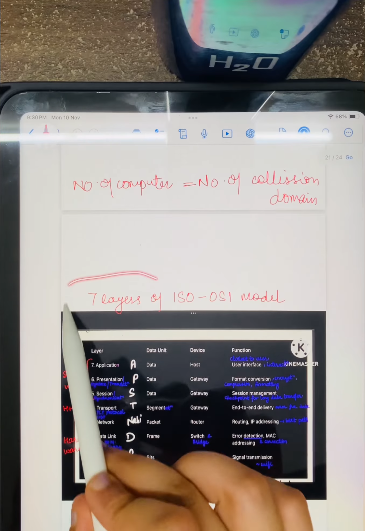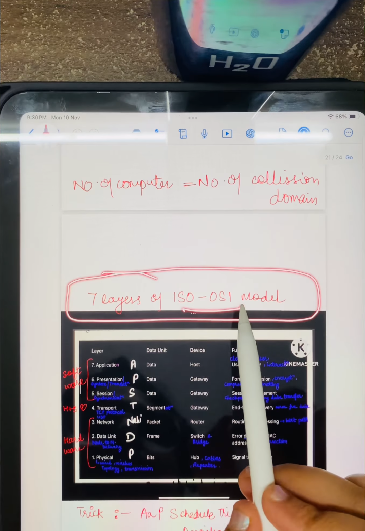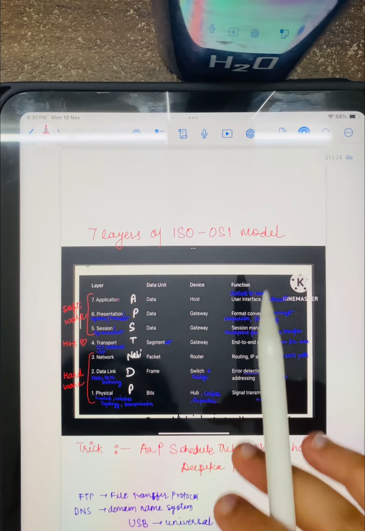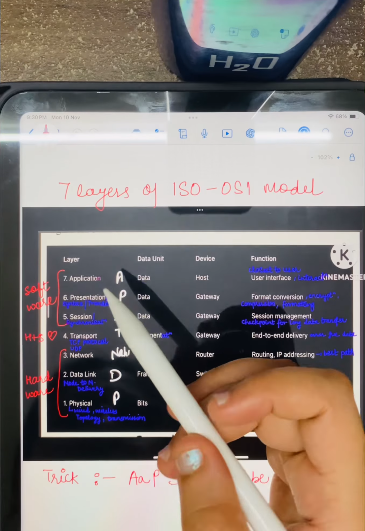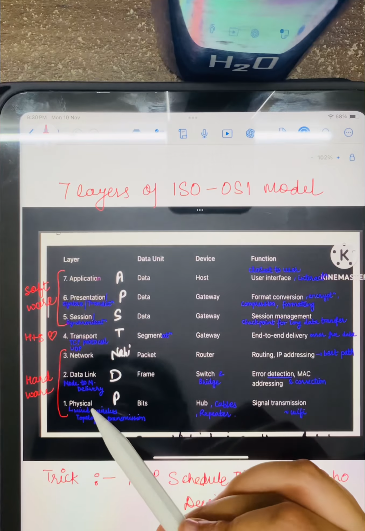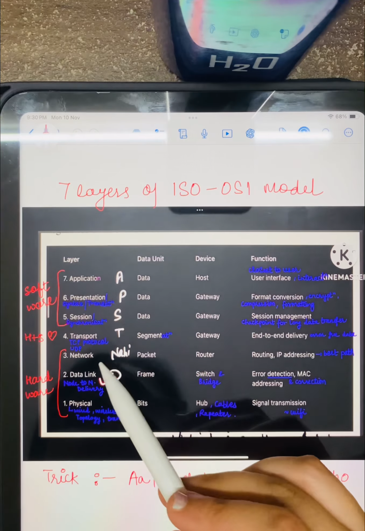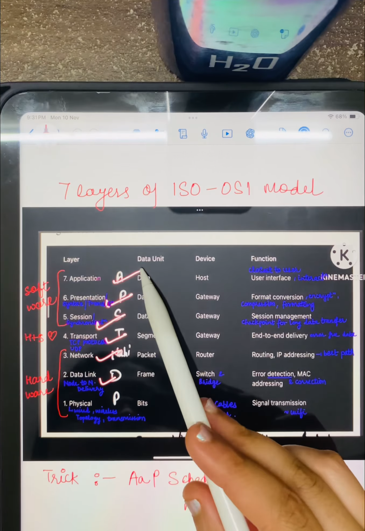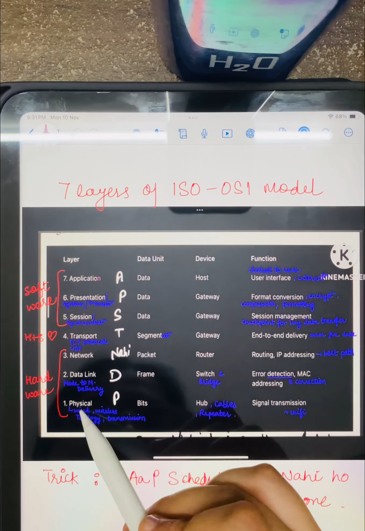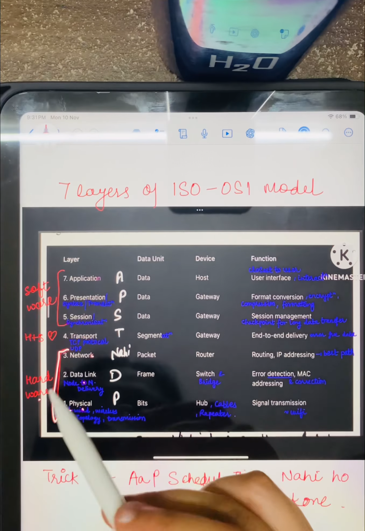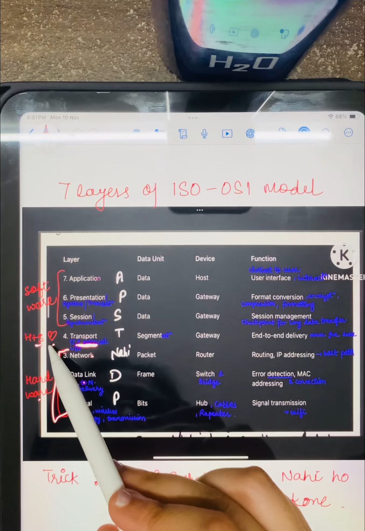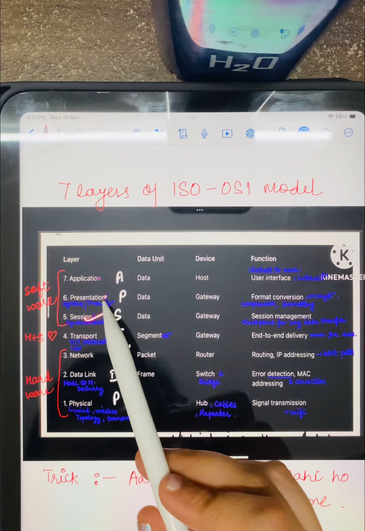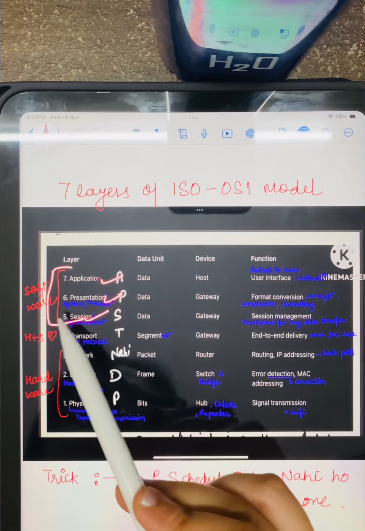Now we'll come to the 7 layers of the ISO OSI model. ISO is the maker, OSI is the model. 7 layers. First layer begins with physical, then data link, then network, then transport, then session, then presentation, then application. So physical, data link and network are hardware. Transport is hardware and software both. It is called the HUD. And session, presentation and application are software.